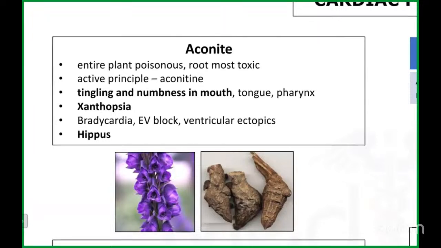Active principle is aconitine. Most important features, number one is tingling and numbness in the mouth. Tongue and pharynx are twitching. Xanthopsia is yellow vision. And you have hippus. Hippus is alternate dilatation and contraction of the pupil that you find. It can lead to bradycardia, AV block.